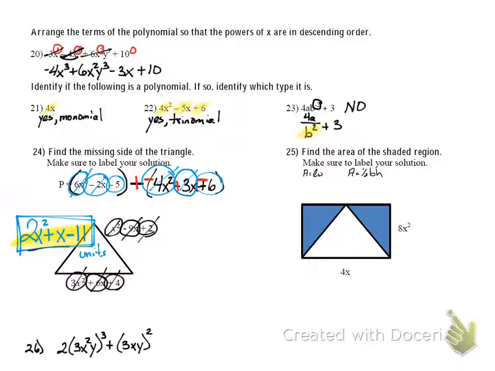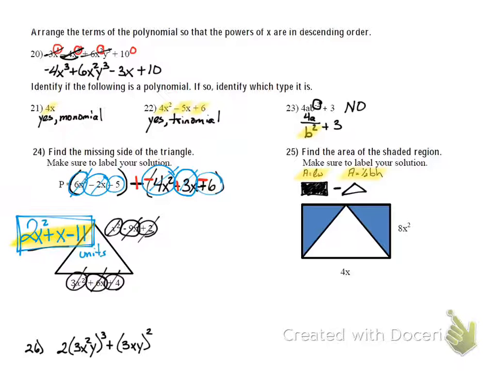Alright, 25. Shaded region problem. Hopefully you remember that we talk about shaded region problems like this, where I say find the area of the outside shape. Again, pretending the whole thing is shaded in. So we're going to pretend the whole rectangle is shaded in, and we're going to subtract out what's not shaded, which is this triangle. Here are the formulas for the area of both of those.